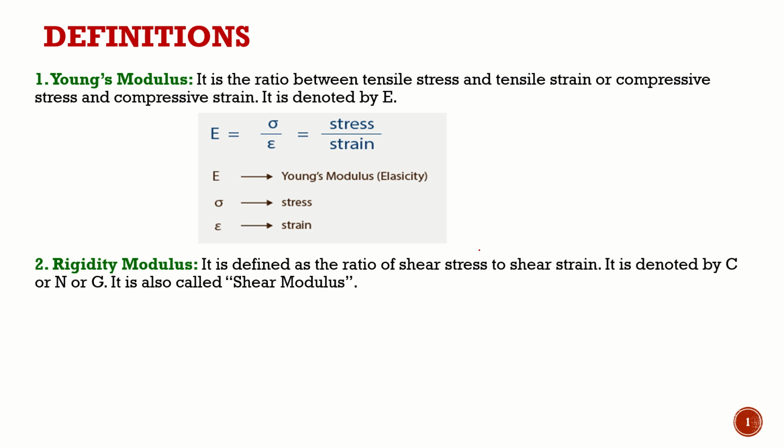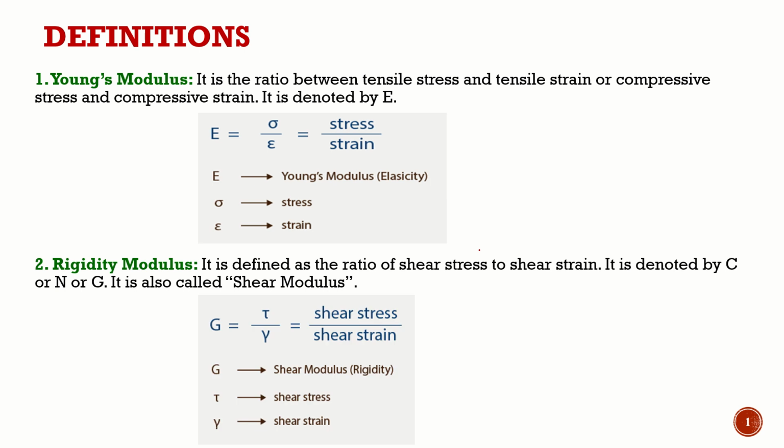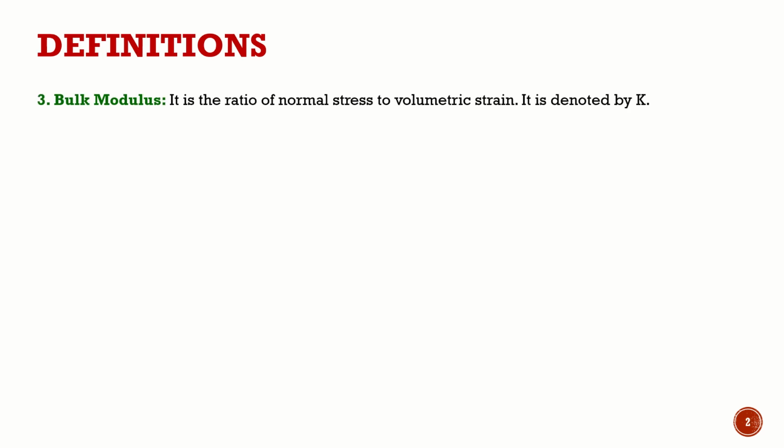And next comes rigidity modulus. So rigidity modulus is defined as the ratio of shear stress to shear strain, and we denote rigidity modulus by the symbol either C or N or G. So I'll be using C here, and this is also called as shear modulus. So shear modulus is given by the formula tau by shear strain, which is gamma or delta, however you call it.